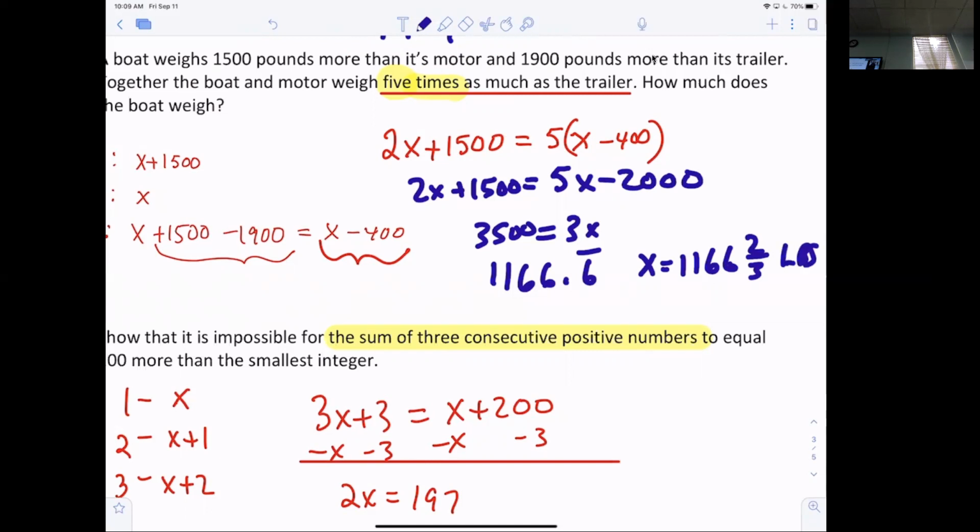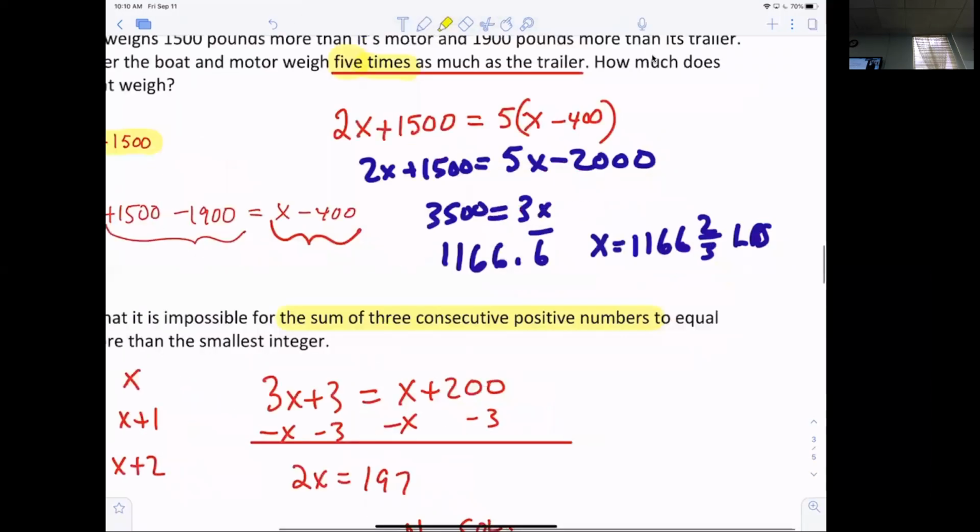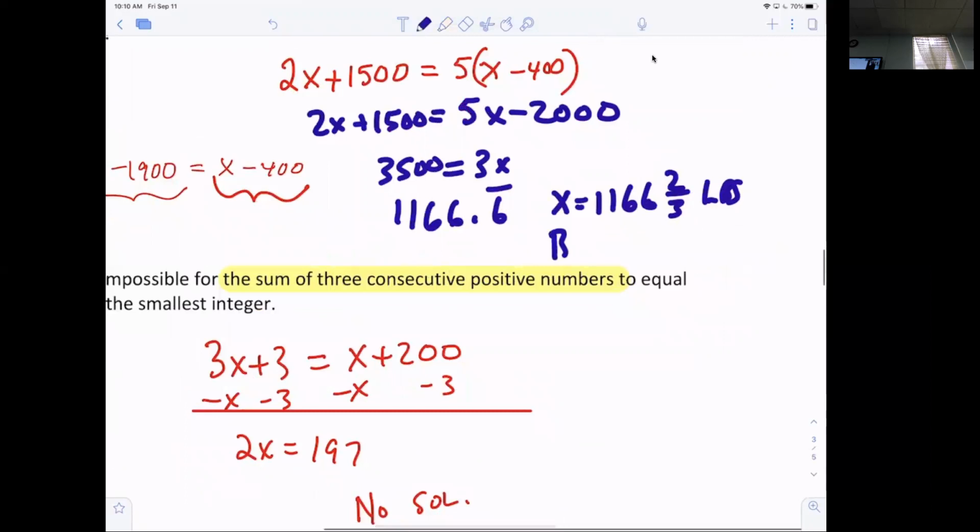Yeah, that's all right. That says how much does the boat weigh though? So the boat weighs x plus 1,500. Right? So what's the boat would be 1500 plus that. What's that?